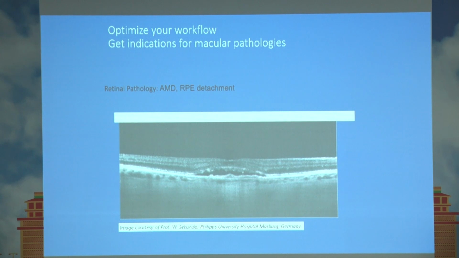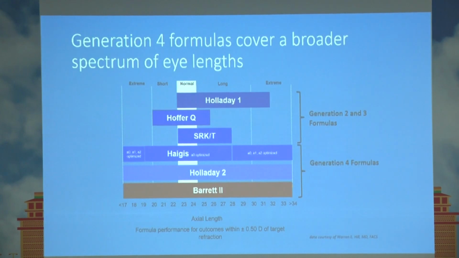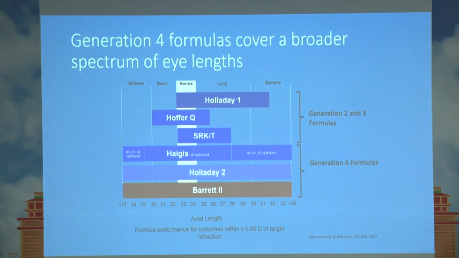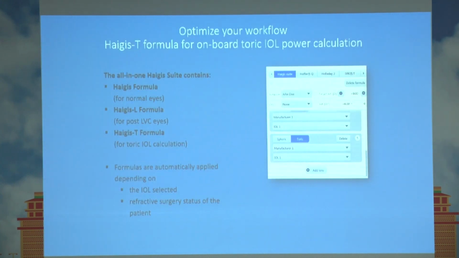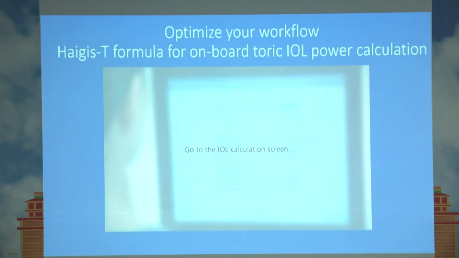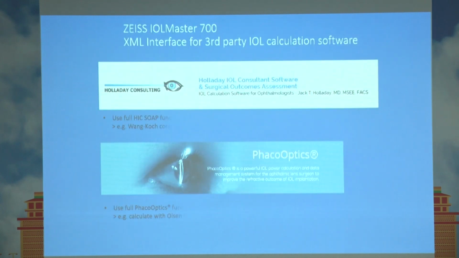This is very, very important. Even though this machine is for anterior segment cataract surgery, it is able to pick up some retinal conditions. And all 4 generation formulas are also there in this: Holladay 1, Hoffer Q, SRK/T, Haigis, Holladay 2, Barrett, all incorporated into this. One more thing is, it is also very good for toric IOL power calculation. So this is about how exactly it does it.